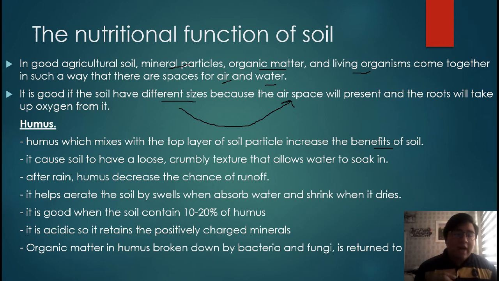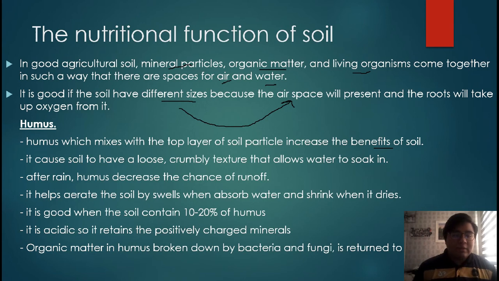So next, after rain, humus decreases the chance of runoff. So after rain, humus will decrease the chance of runoff, which is bad for plants. So next, the third one, it helps aerate the soil by swelling when it absorbs water and shrinking when it dries.